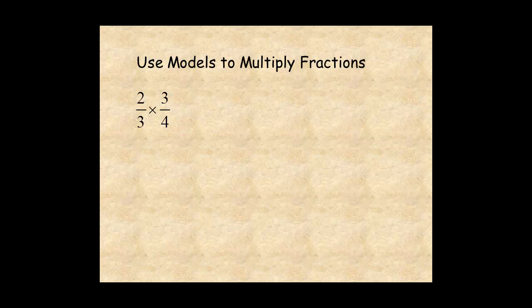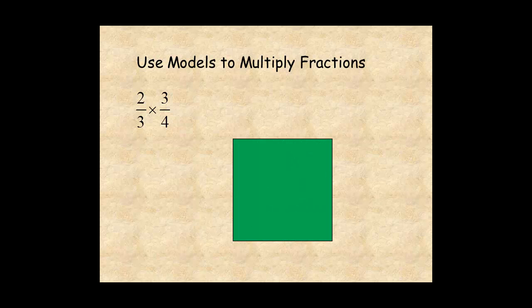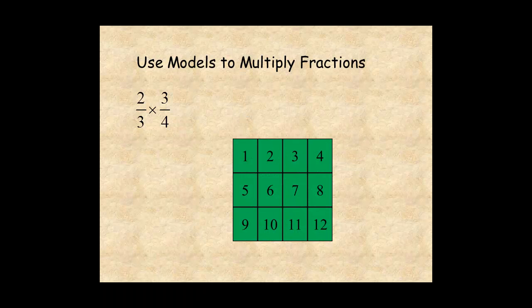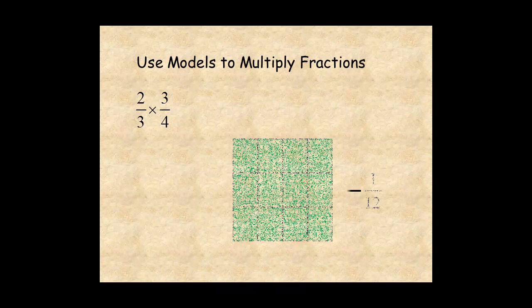Here's a square that represents one whole unit. Divided into 3 equal rows, each row represents 1/3 of the whole. Then, divided into 4 equal columns, each column represents 1/4 of the whole. Notice that the whole unit has been divided into 12 equal parts. So each part represents 1/12 of the whole.